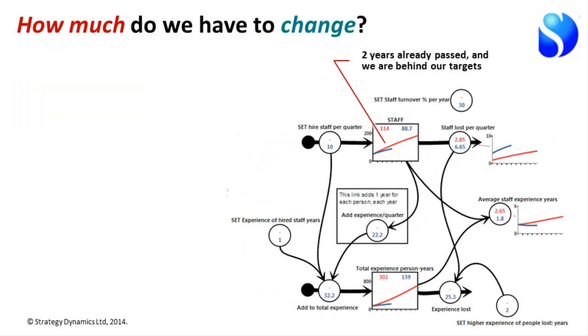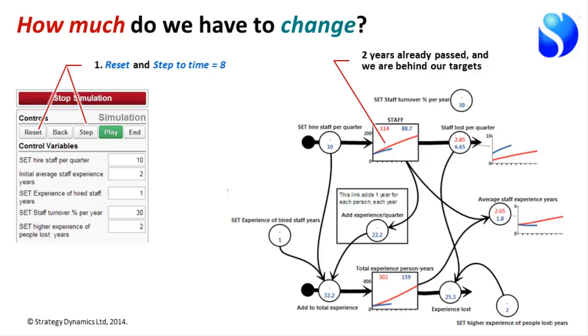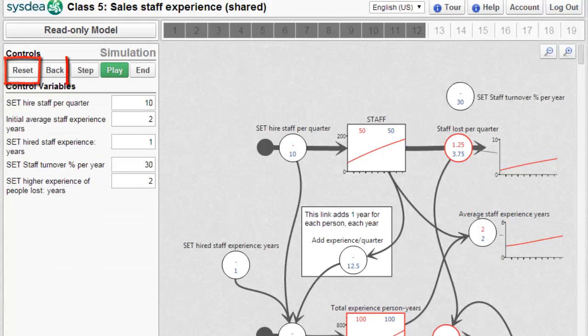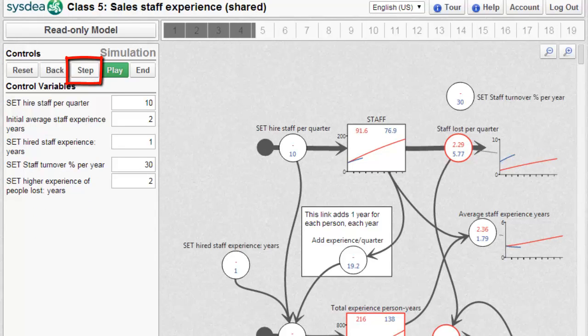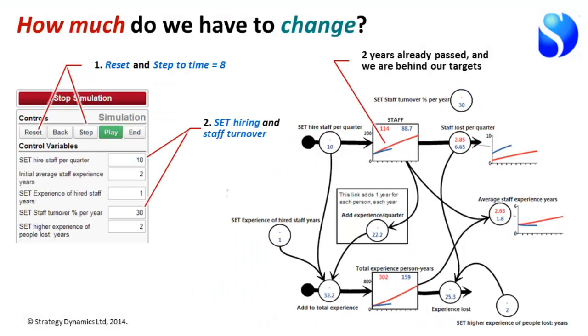So how much do we have to change things to hit what we want? This story is already played out 2 years. 2 years in, we're already behind where we want to be. If you go to your model again, hit reset once again, and just hit the step button until you get to time 8. I'll show you that. So hit reset, step. And then set whatever hiring number you want and whatever turnover number you want, and see what you have to do to get to 200 people and 3 years average experience over there. Right? Let me give you a couple of minutes to try that.